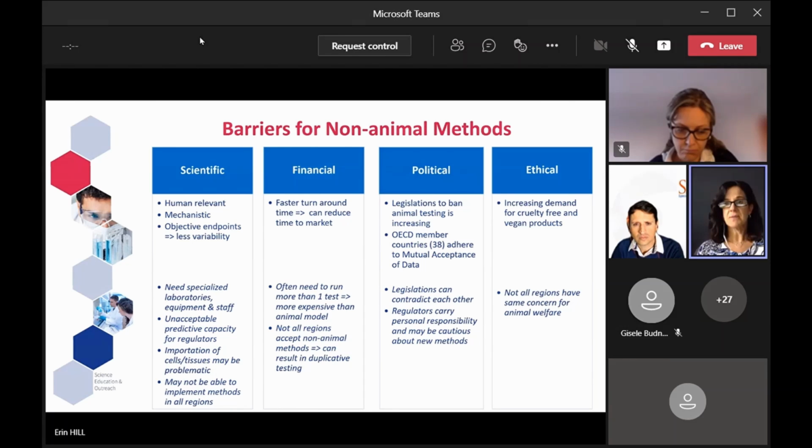As I mentioned, some of the barriers for political reasons are that legislations can contradict each other. So even if you have a ban on cosmetic animal testing, another legislation can force you into animal testing. And in certain regions, regulators carry a huge personal responsibility. And so shifting from animal test to non-animal test is actually risky for them. They want to do that very cautiously. And lastly, we really have to recognize that not all regions have the same concern for animal welfare as maybe in the US or in the EU, but it's definitely growing around the world.